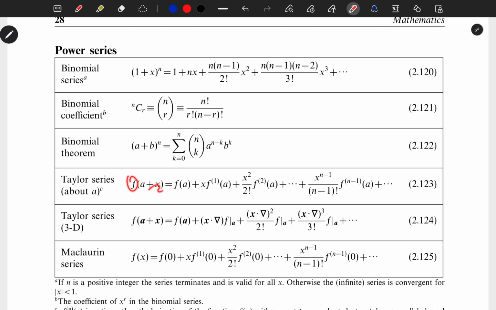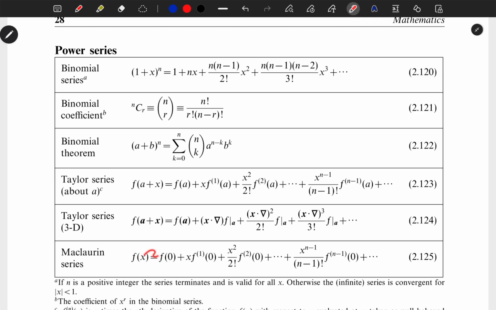Taylor series, f of a plus x, that is f of a plus x times the first derivative of f at x equal to a, plus x square by 2 factorial times the second derivative of f at x equal to a, like that. Taylor series in 3D, so f of a plus x equal to f of a, where a is a vector, plus x dot nabla f at a, plus, like that, (x dot nabla) square by 2 factorial f at x equal to a, like that.